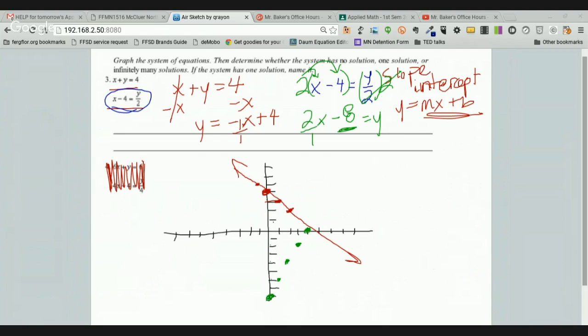Down, over, down, over, down, over, down, over. Okay, so that line should have been going through right there. The red one. Draw your line. Where's that point of intersection? It's right there. So the solution to number 3 on this page is the xy point that's right there. 1, 2, 3, 4 x, and 0 y because it's on the y-axis.